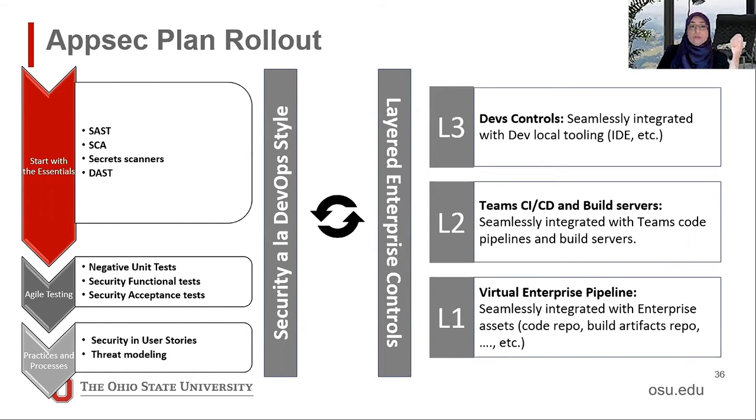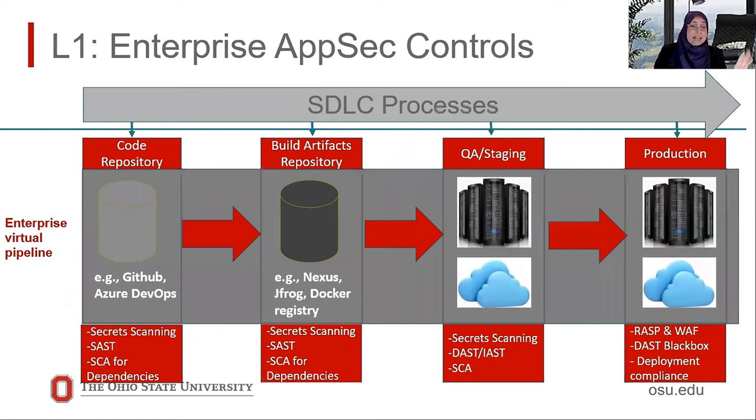Don't only depend on the developers, they are super important, but also don't only depend on the teams and their build servers and their central integrations. Provide these enterprise level assurances through pattern catalogs, through a virtual pipeline of security integrations in the code repositories, and things like that. So let me show you. That's an example of an enterprise virtual pipeline, as code flows.